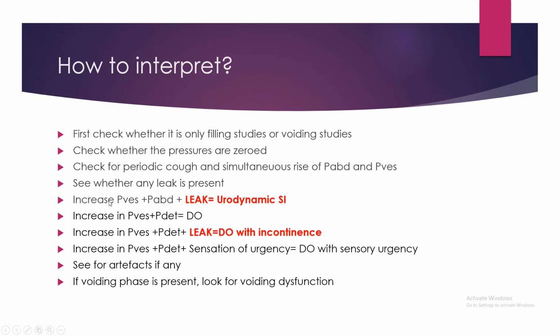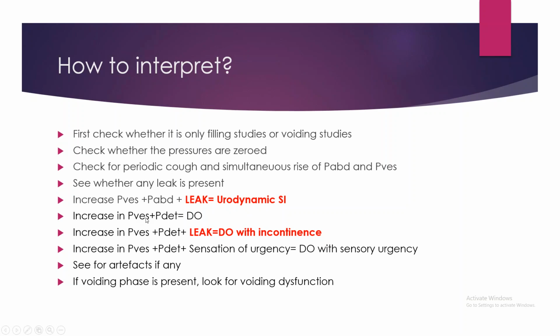When there is an increase in the vesical and abdominal pressure along with leak, it is known as urodynamic stress incontinence. When stress incontinence is demonstrated on a urodynamic graph, it is known as urodynamic stress incontinence, not only SI. So there should be increase in the abdominal pressure and vesical pressure along with leak, and detrusor pressure should not rise.